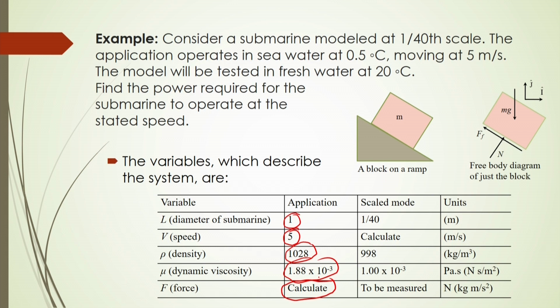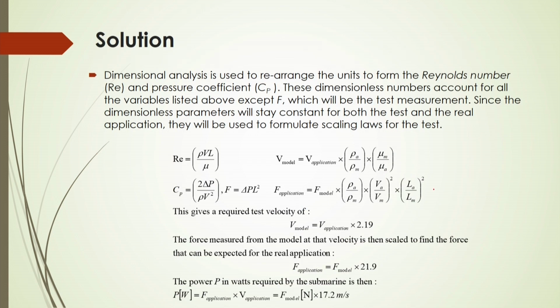And the scale model, in this case 1 by 40th, you have to scale it up, and then calculate the velocity, and test it in the given water condition. So, the density of the water will be 998 here, and also the viscosity is as per this, and then what should be the force that should be measured, and the respective units are given here. So, how can we actually do this analysis here?